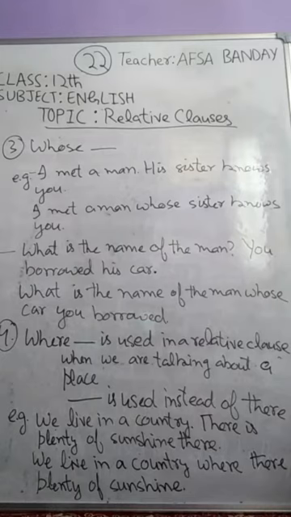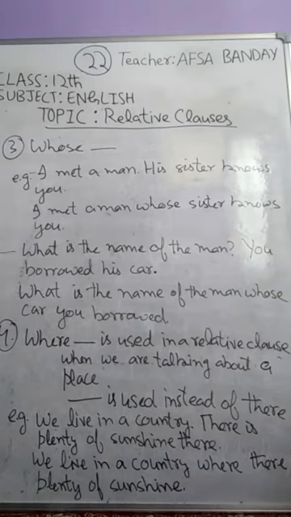Or we say what is the name of the man, you borrowed his car. So in the next sentence, his car is about his car. That means it's his belonging, and that's why we have written it like this: what is the name of the man whose car you borrowed. So it's not the man you borrowed, it's actually his car you borrowed, and because it is his belonging, that's why we have used whose.